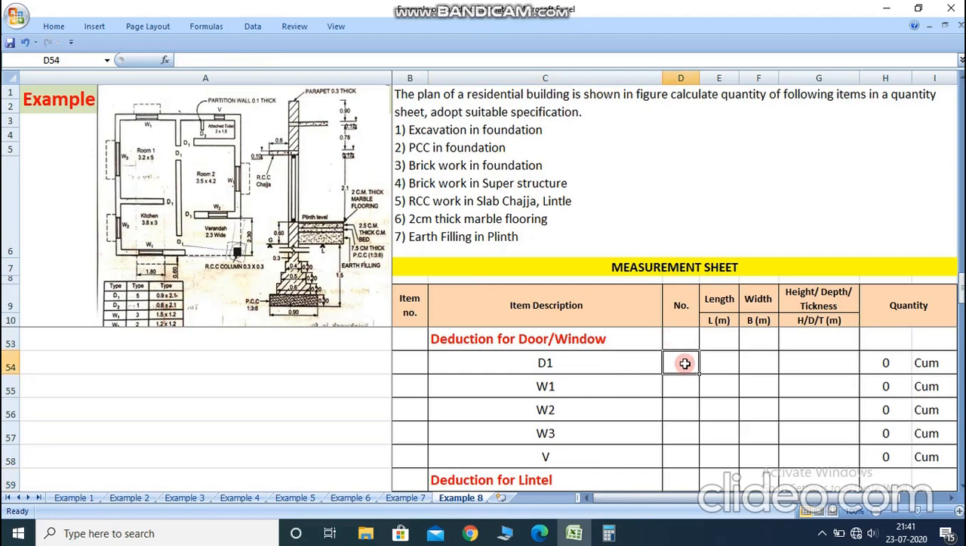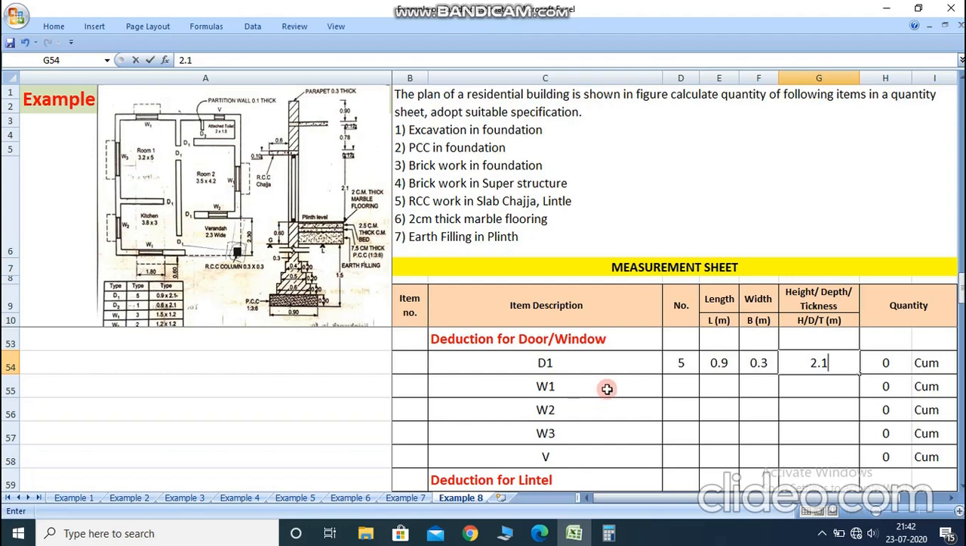So here for D1, door and window deduction, the number of doors is given as 5, so right here 5. Then length is given as 0.9, so right here 0.9. The width of the deduction of a door and window from the brickwork is the thickness of the brickwork, which is 0.3, so the deduction for door 1 is also 0.3. So width we put as 0.3, and height of the door is given in the table as 2.1. So right here 2.1.